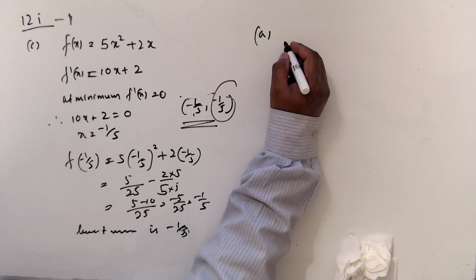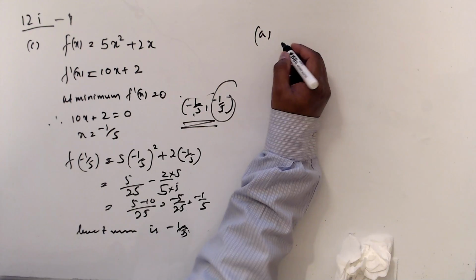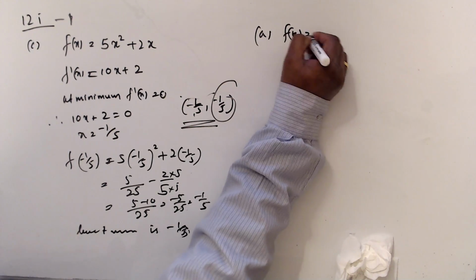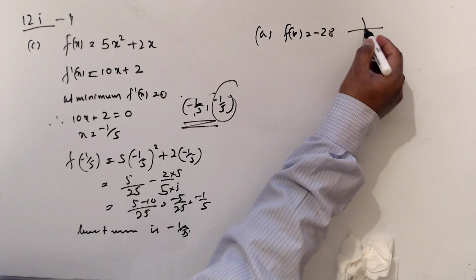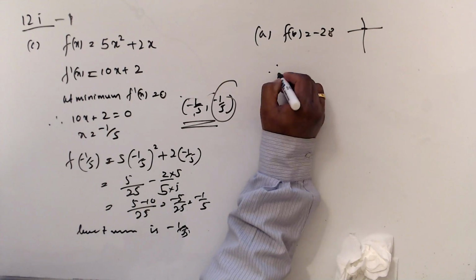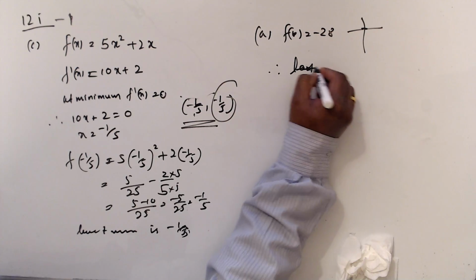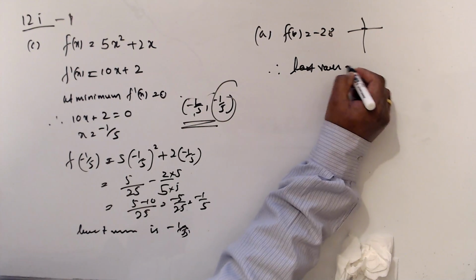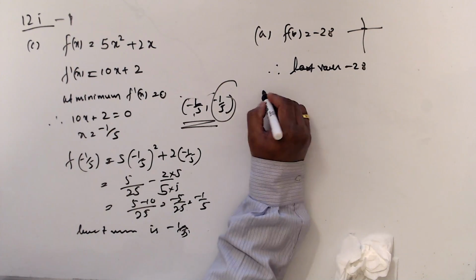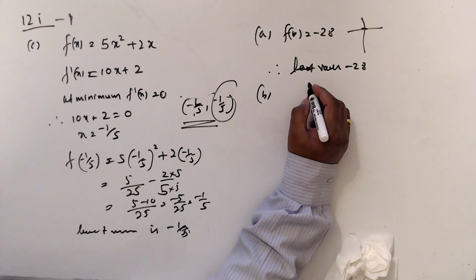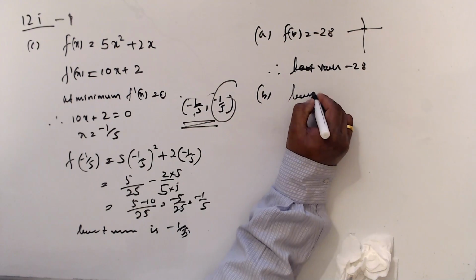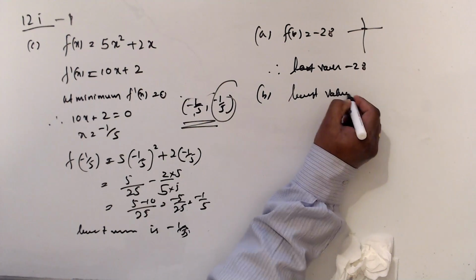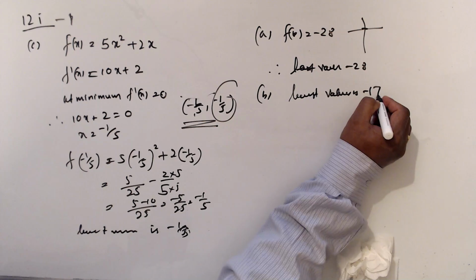So question number A. We had f(6) equal minus 28. So hence least value is minus 28. Question number B. Least value is minus 17.